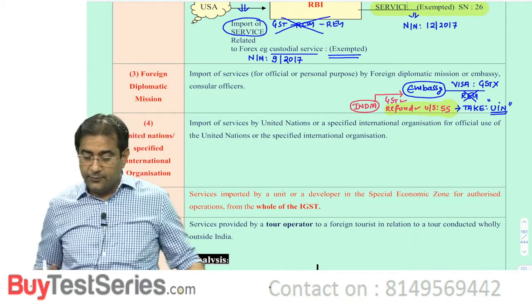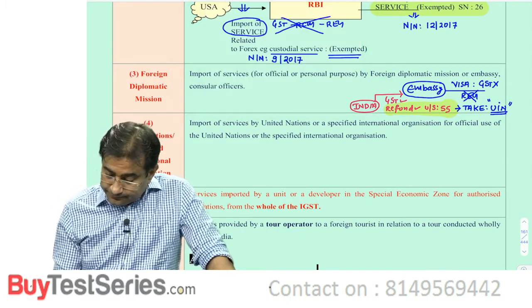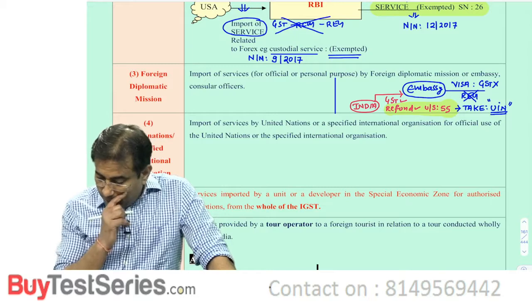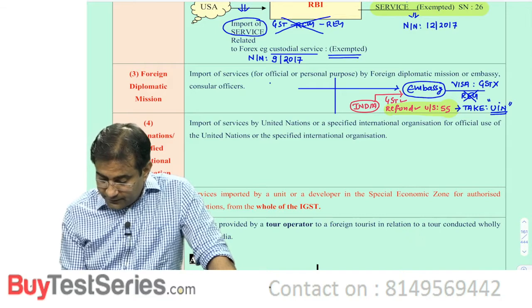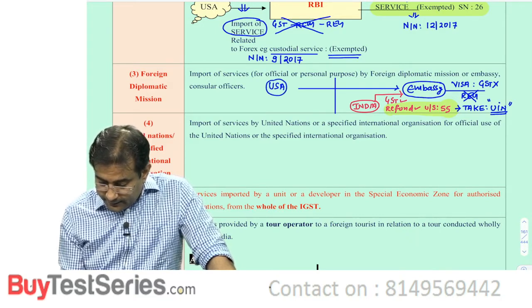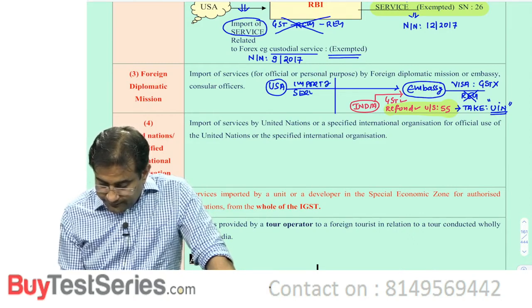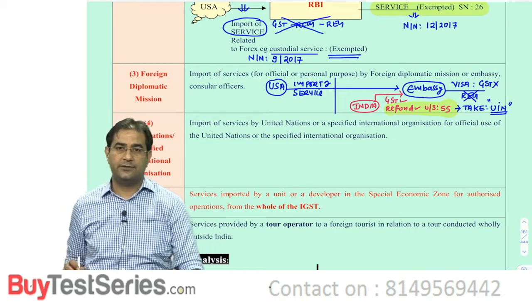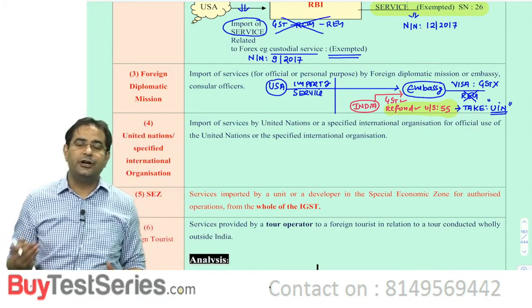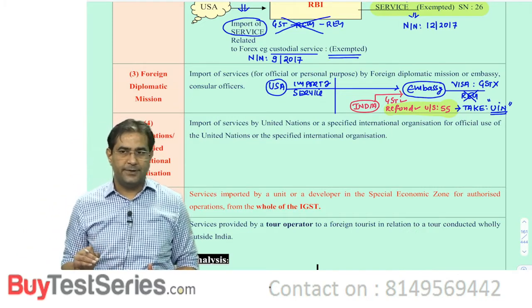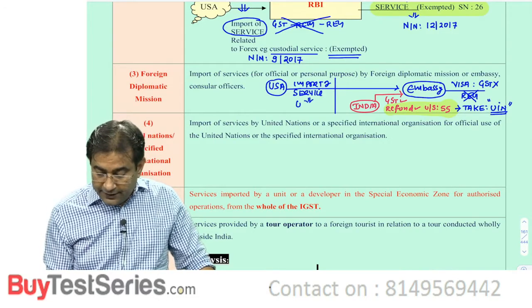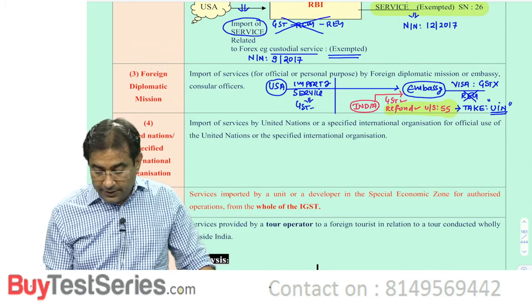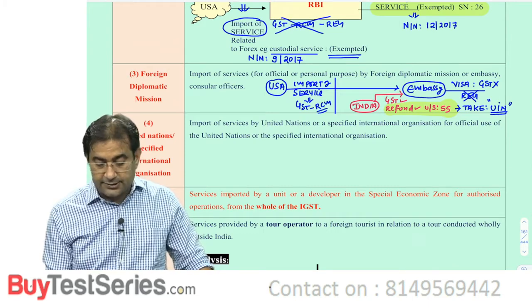Okay. Now one more thing, suppose an embassy imports some services from outside India. It's import of services from USA. What would you like to say? Whether such import of services should be liable to GST or it should be exempted from GST. Suppose if it is liable to GST, then what will be the consequences? If it is liable to GST, then it will be covered under the reverse charge mechanism.